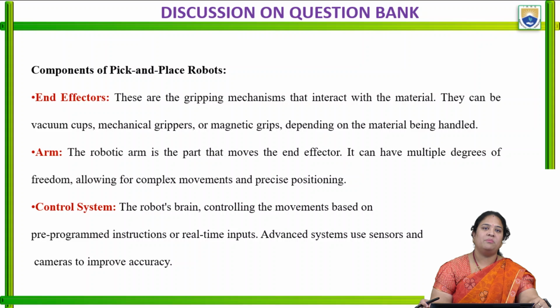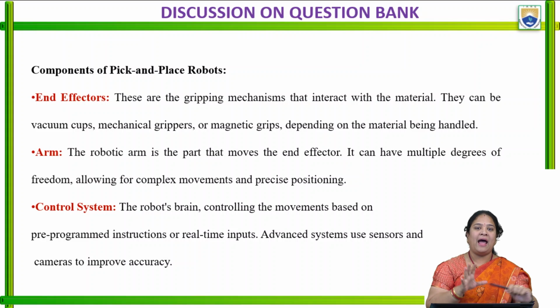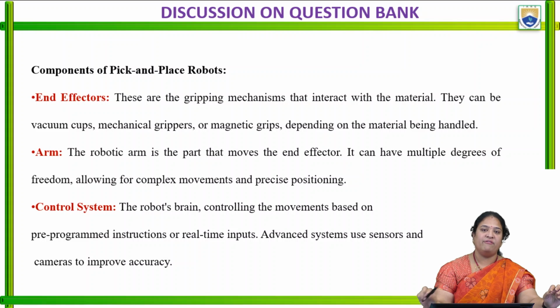Components of pick and place operation. What are the various components which are used in pick and place operation? The end effector is one of the main important components used for pick and place because, as we have our hand, our hand is used to hold any object. In the same way, the robot's end effector acts as the hand to hold any object.